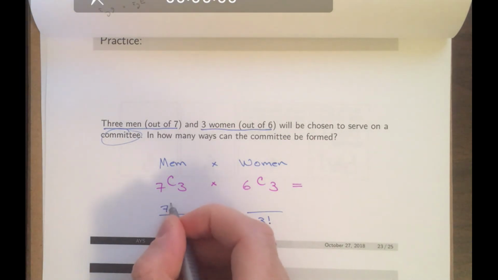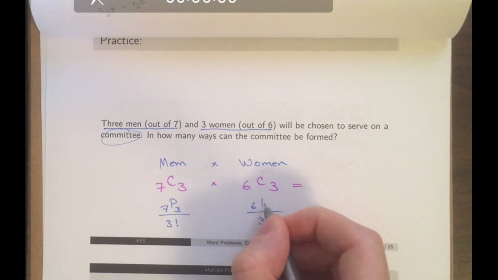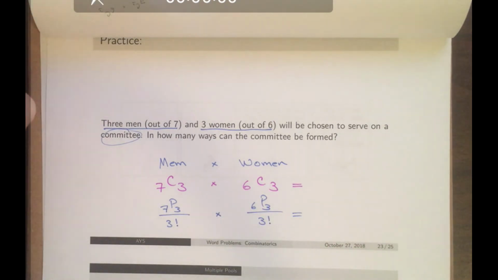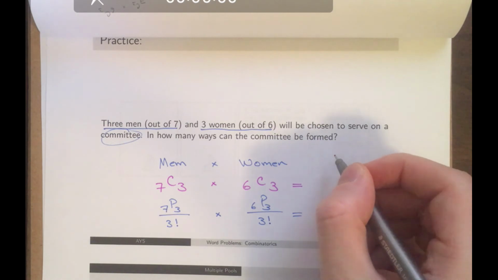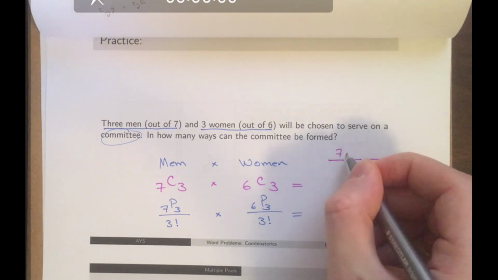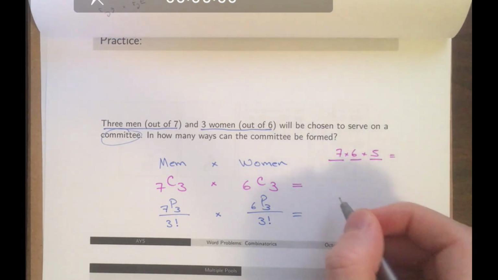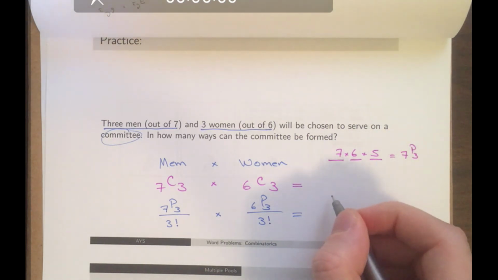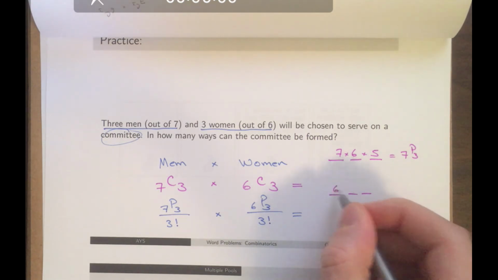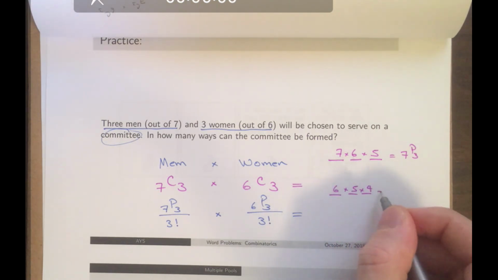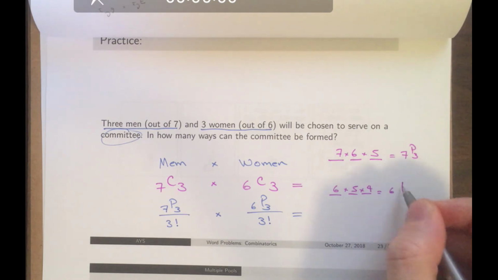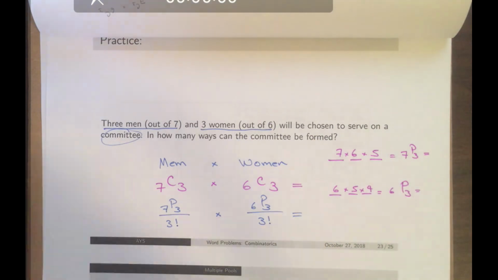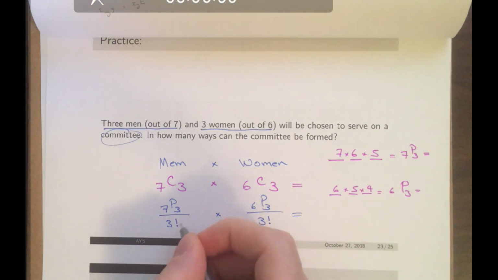So 7P3, 6P3. Go on the side and solve your permutations. So I'll say 7P3, 3 lines. 7 times 6 times 5. That's 7P3. And then I have 6P3. So that's 3 lines again. 6 times 5 times 4. That's 6P3. And you do the math. You do the math. And then you divide by 3 factorial, which is 6.